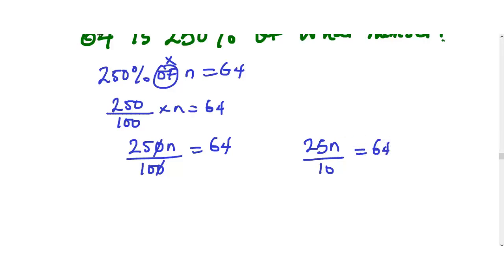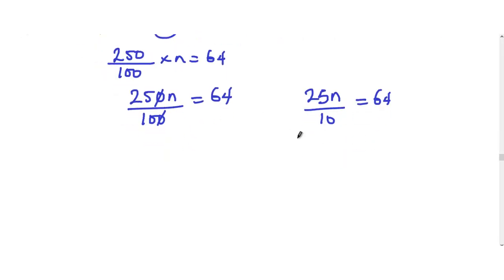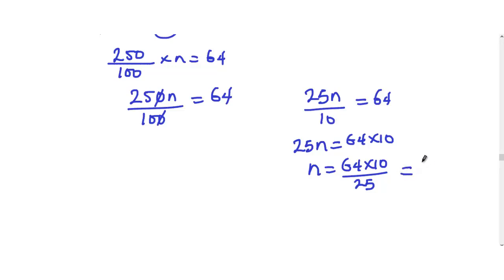So if you cross multiply, we are going to have 25n is equal to 64 times 10. Divide both sides by the coefficient of n, which is 25. So n will be 64 times 10 divided by 25. In that case, 64 times 10 is 640, divided by 25.